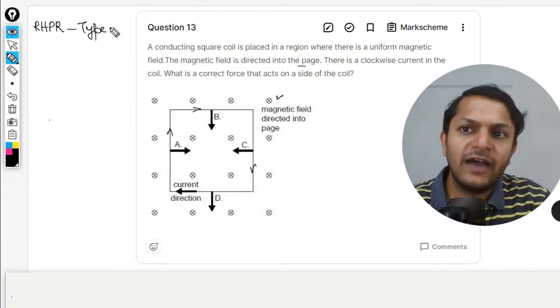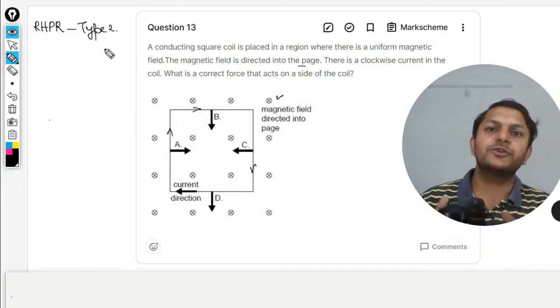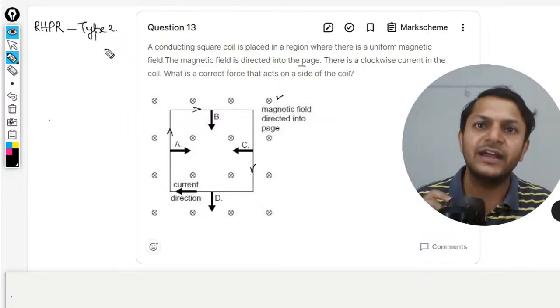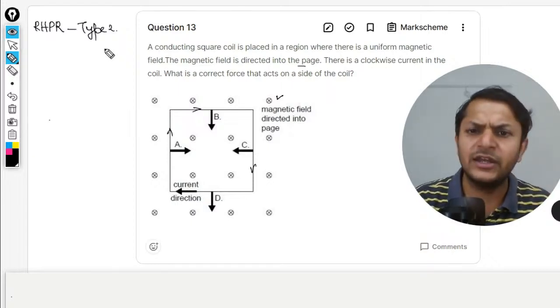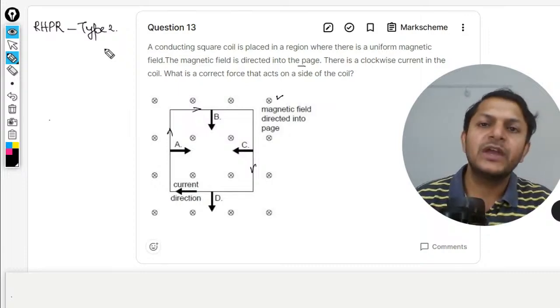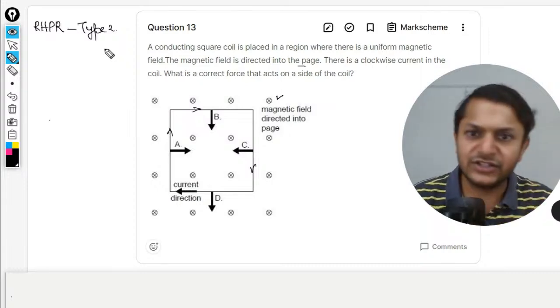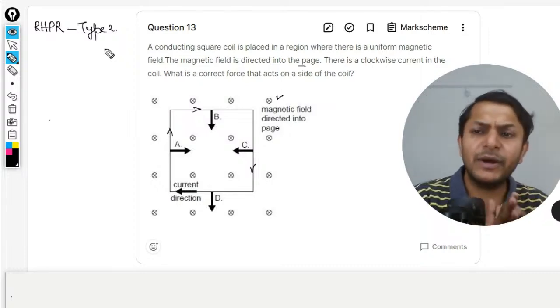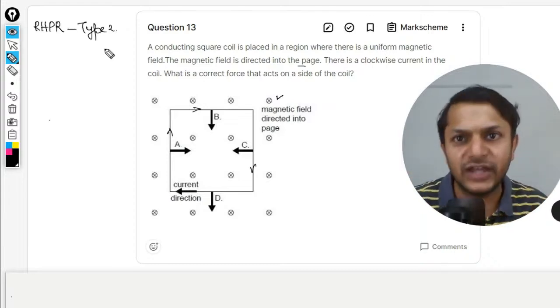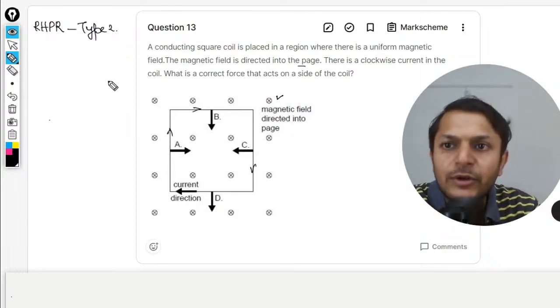I have given the complete description of type 1, type 2 and all that in a video which is already present in the playlist 5.4, and you have to search for it. I will mention the link also, but you have to see that to properly understand what is type 1 and what is type 2. So here I am going to apply the type 2 rule.